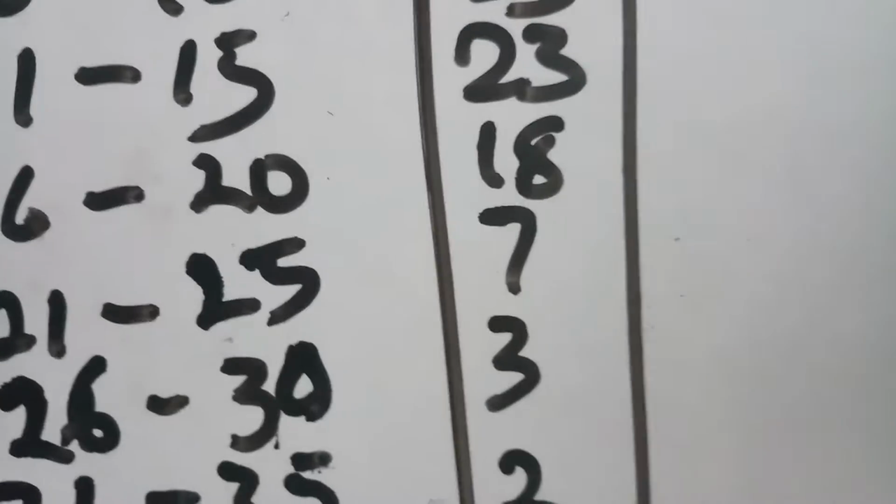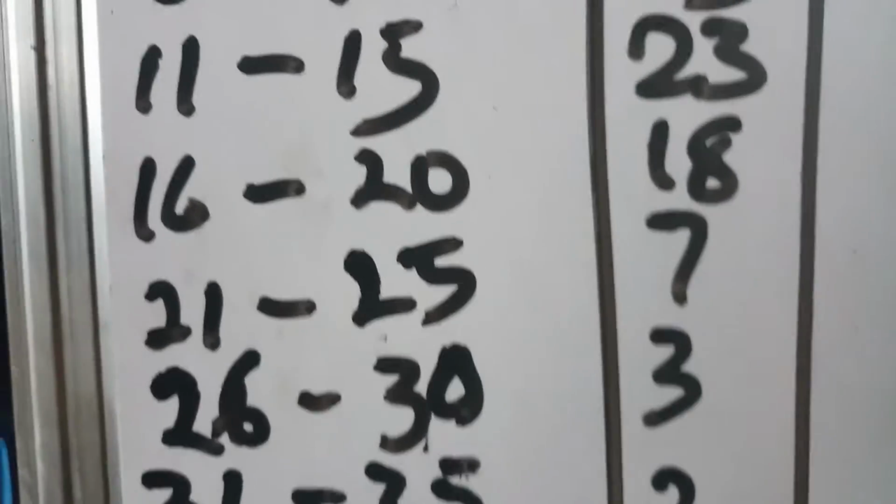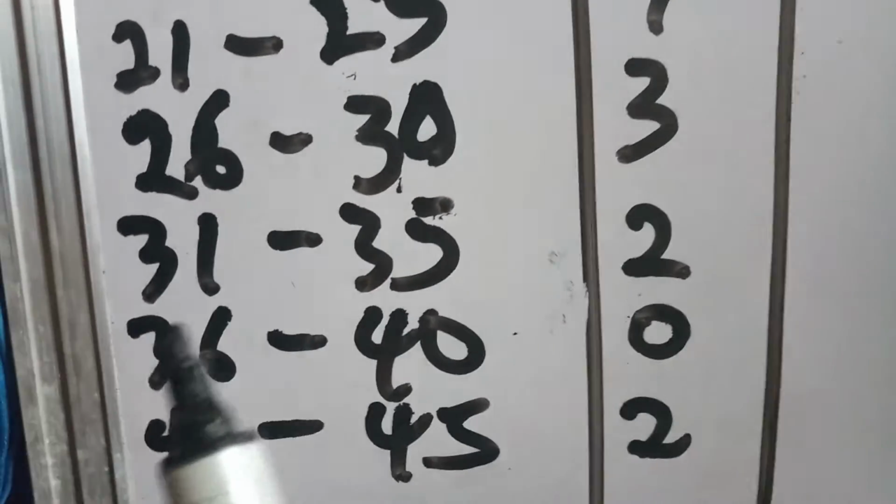So this is the formula for grouped data. These are grouped data. In case we have questions like this, they are grouped data. The one I did is for ungrouped data. You have a data class interval. You have 1 to 5, 6 to 10, 11 to 15, 16 to 20, 21 to 25, 26 to 30, 31 to 35, 36 to 40, 41 to 45.